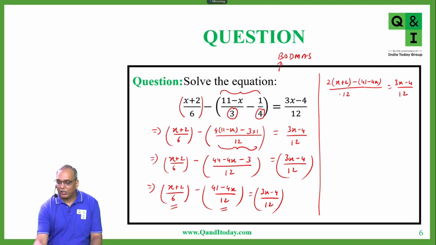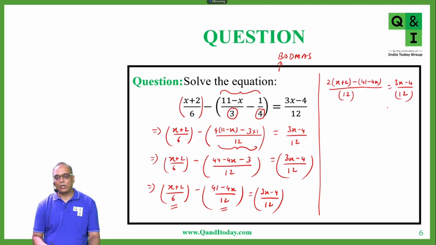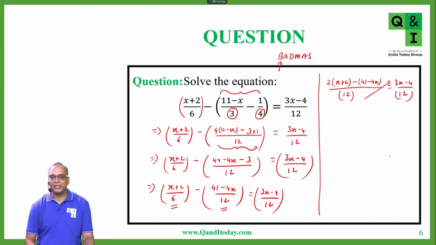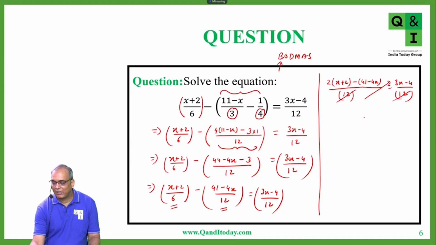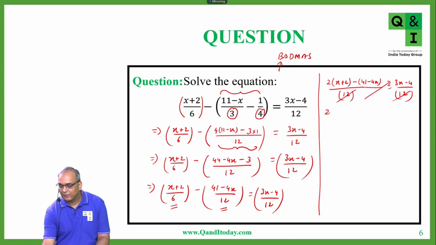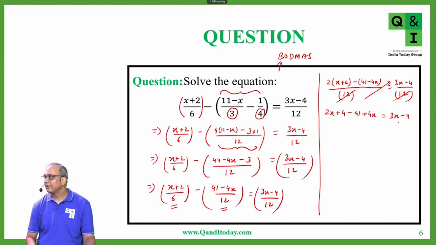Right? Now in both these terms in the denominator we have 12. You can cancel that out, or you can do a cross multiplication as well. So if you bring this 12 on the right hand side, this will go and multiply this 3x minus 4, which gets cancelled with the denominator, the 12 which is there in the denominator. So you will cancel this 12 and this 12. So we have 2x plus 4 minus 41 plus 4x is equal to 3x minus 4. Right?